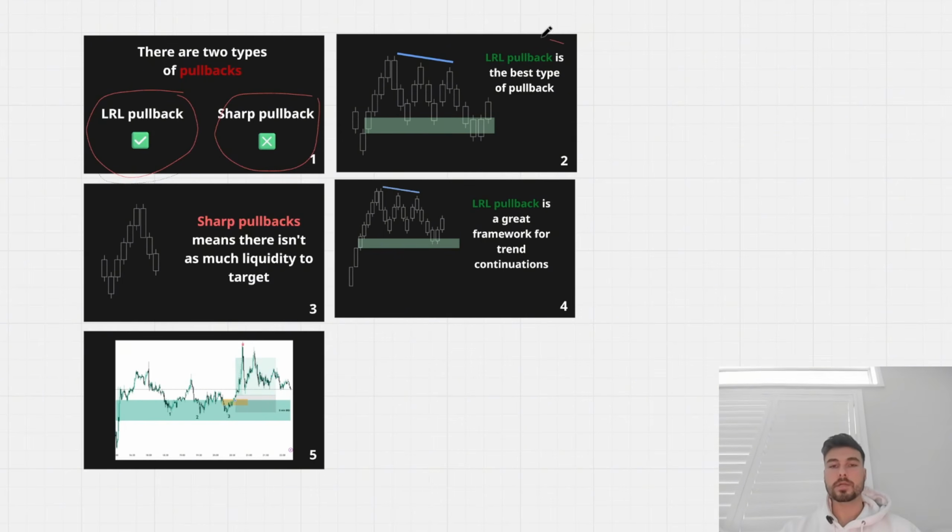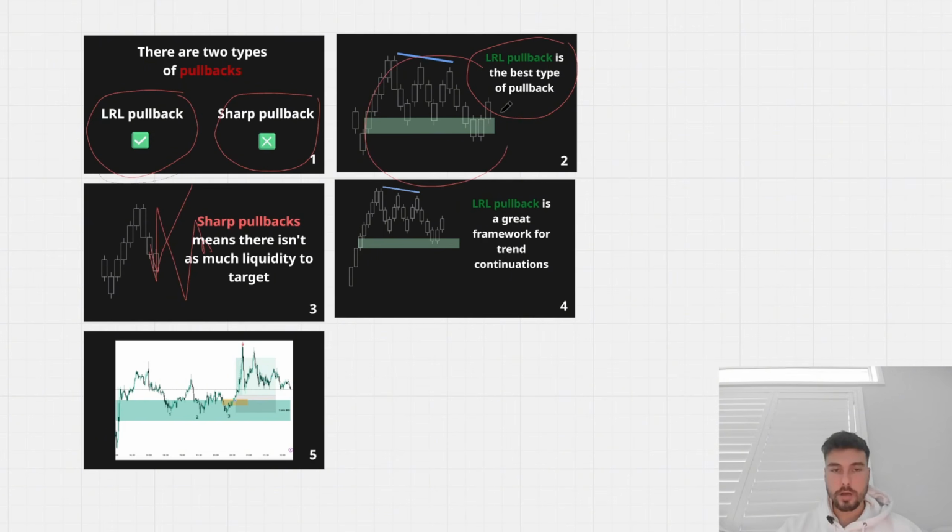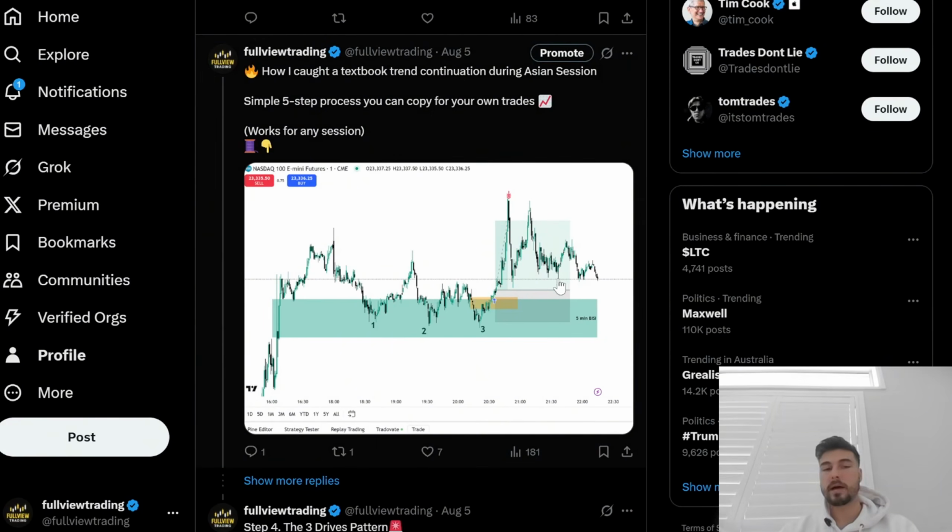Second thing, a low resistance pullback is the best type of pullback because with a sharp pullback, there's not that much liquidity, right? And yes, price might move higher, fair enough. But a lot of the time you can get caught in chop in these pullbacks. Whereas in these type of pullbacks, the low resistance ones, especially when they develop from a high time frame fair value gap, you can kind of be confident, especially with a macro, that they're going to spool and go right towards buy side. And that's exactly what I posted about here on my Twitter, right?